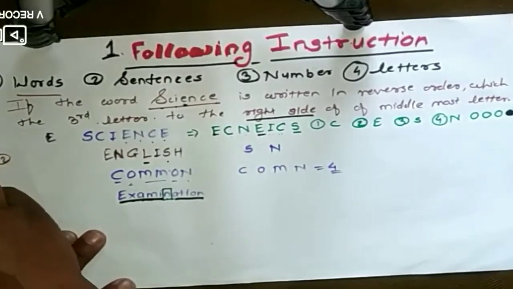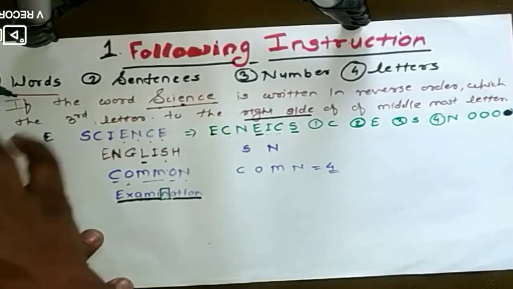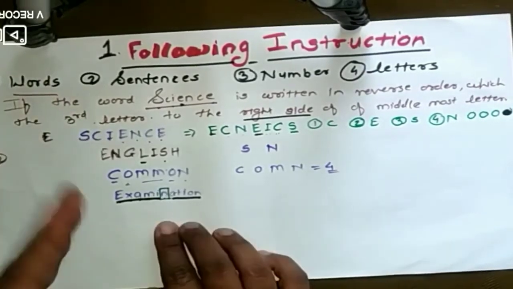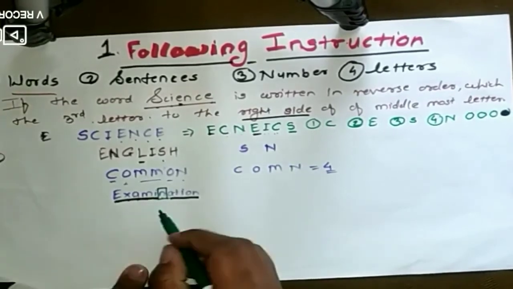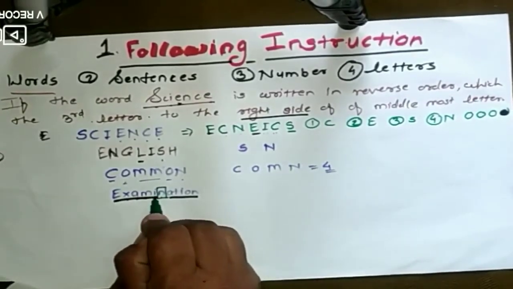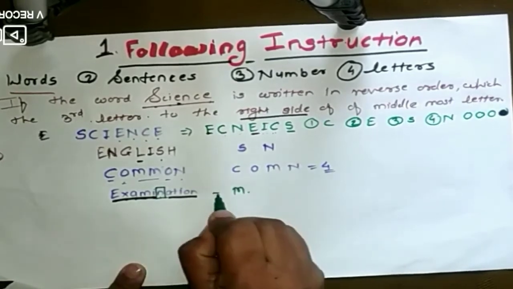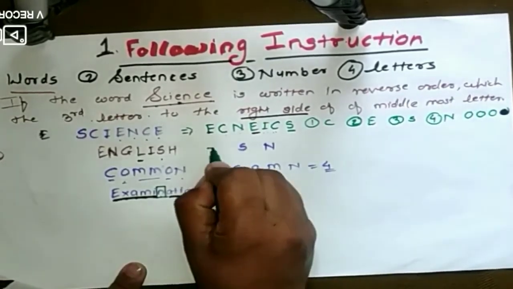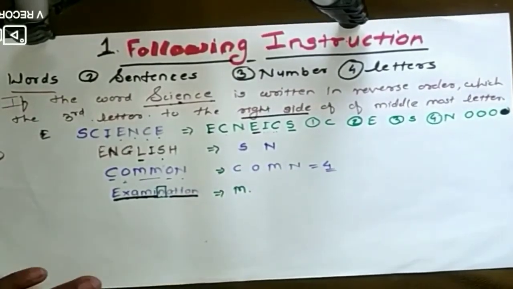Now, which is the second letter on the left side of the middlemost letter? The middlemost letter is N. N's left side means your left side, and 1, 2, you have to come from I. N's nearby letter is I, and this is M. So M is the answer. Such types of questions, whatever I am telling you, keep in your mind.